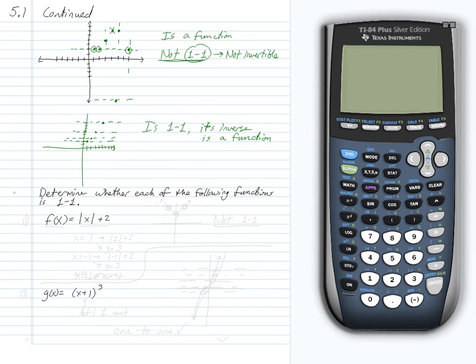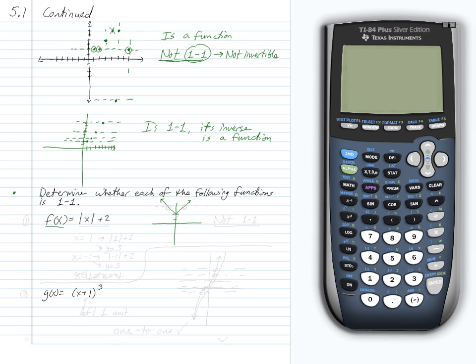So let's take a look at a couple more examples of one-to-oneness. So suppose we have our first example here, f of x equals the absolute value of x plus 2. Well, I'll do this one first without a calculator and then show you how you would handle it with a calculator. Remember, our absolute value function is v-shaped, and plus 2 means we're going to shift it up 2 units so we can get a rough sketch of the graph of this.